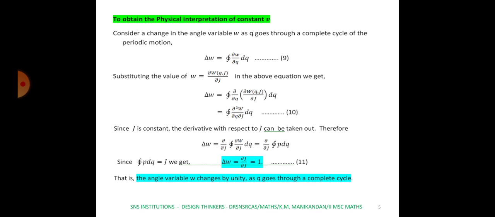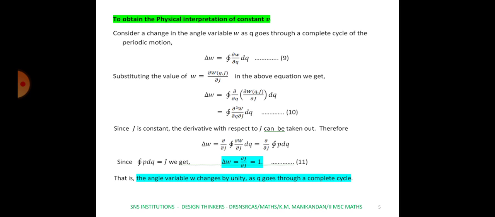Here the J is constant, so therefore the derivative with respect to J can be taken outside. So therefore we will get the change in the angle variable delta w equal to dou by dou J of integral dou W by dou q into dq. But we know that dou W by dou q equals p, so therefore we replace it by p.